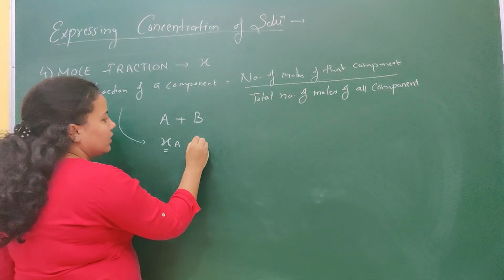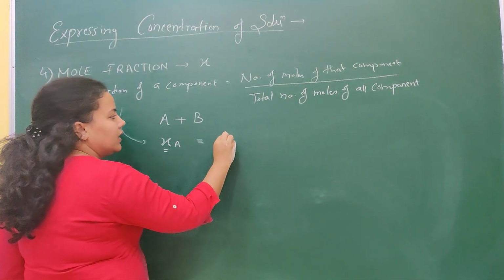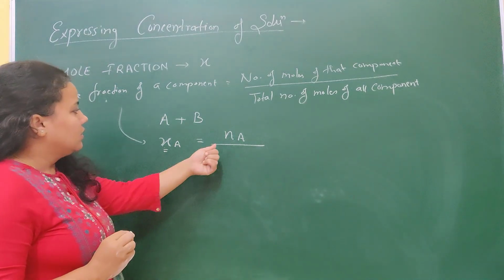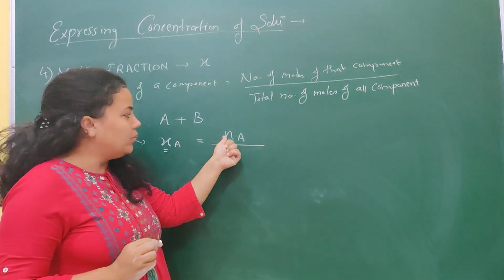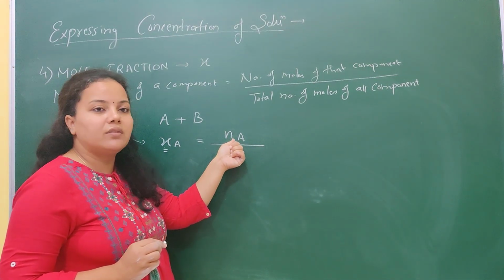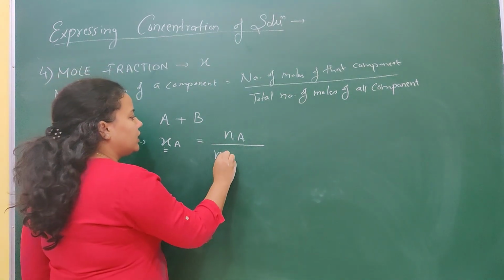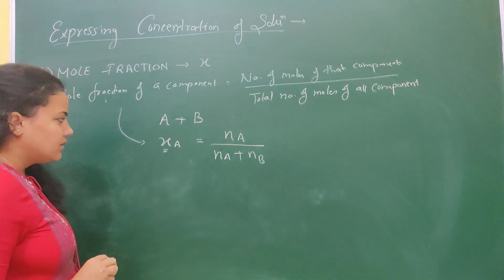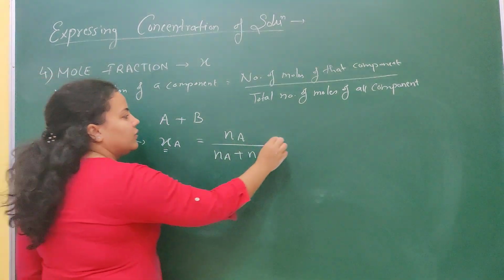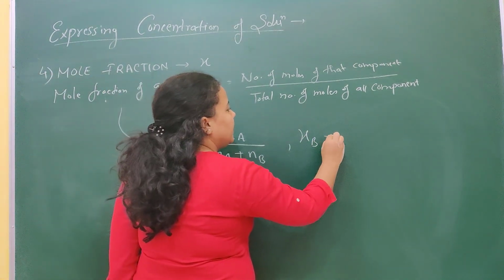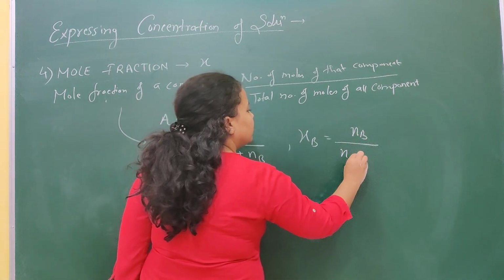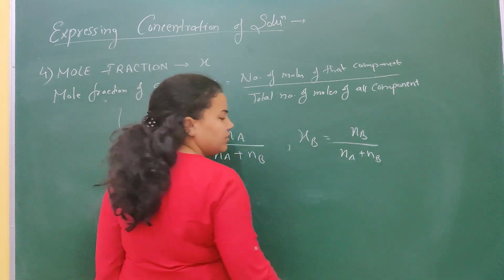X. So this will be the number of moles of that component, that is number of moles of A, upon the total number of moles, that is Na plus Nb. Correct? Suppose I have to find out the mole fraction of B, it will be number of moles of B upon number of moles of A plus number of moles of B.